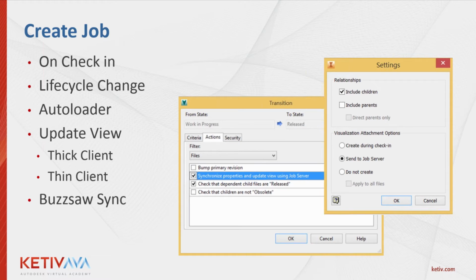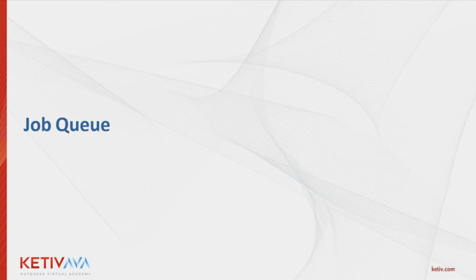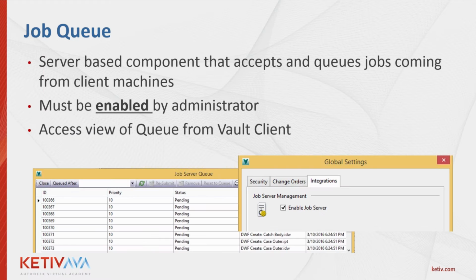But once we've actually created those jobs, they're going to go into the job queue. So just to give you a quick introduction to the job queue here, this is a server-based component that accepts and queries jobs coming in from the client machines. So basically we end up with a list of jobs and information about their status, when they were submitted, who submitted them, and what job processor has them reserved, for example.